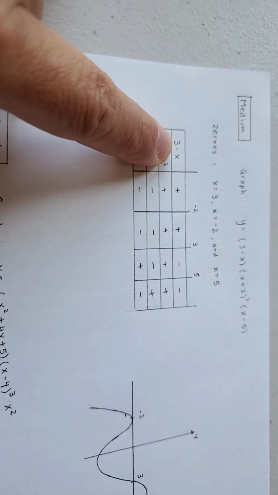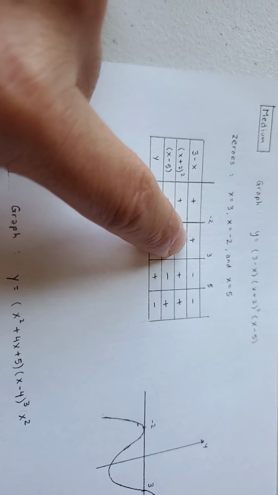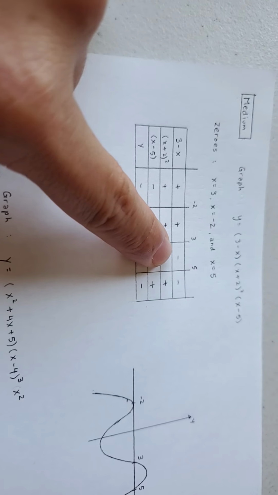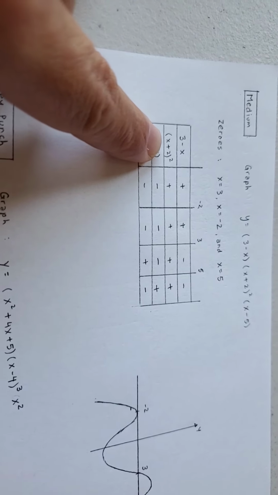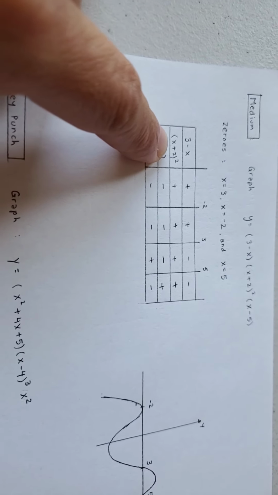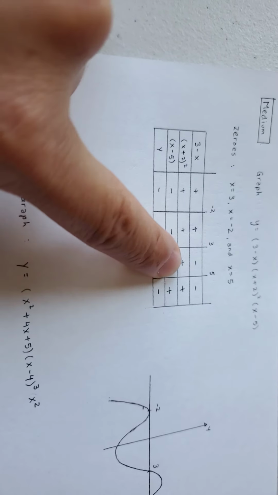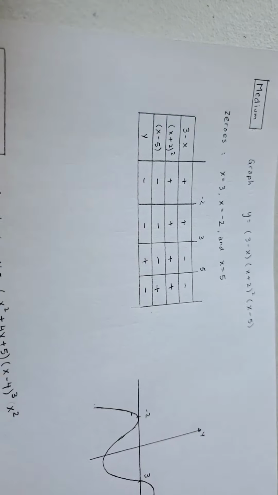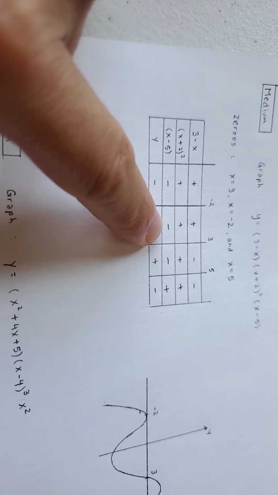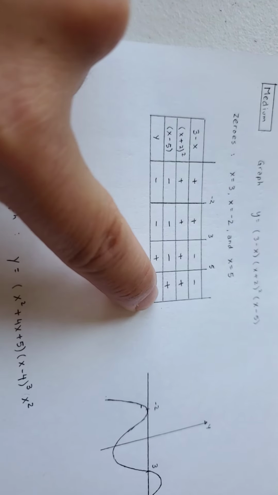For 3 - x, you have values that are positive before x is equal to 3, and then everything else is going to be negative for x greater than 3 for this factor. For the factor (x + 2) squared, it doesn't matter what you plug in, the result is always going to come out positive. So that one is a little bit easier. And then for x - 5, you have everything negative before x is equal to 5. So it's negative, negative, negative, and then afterwards positive.